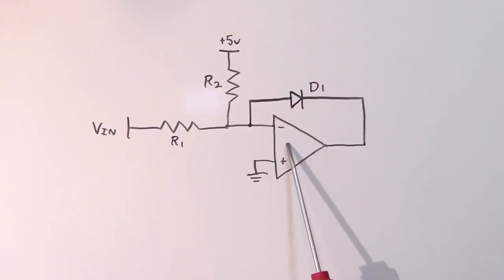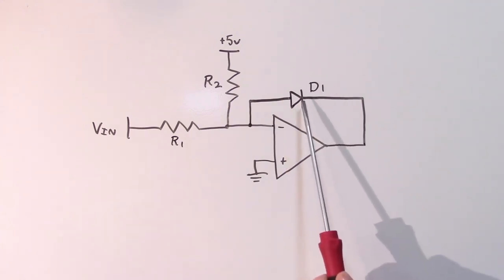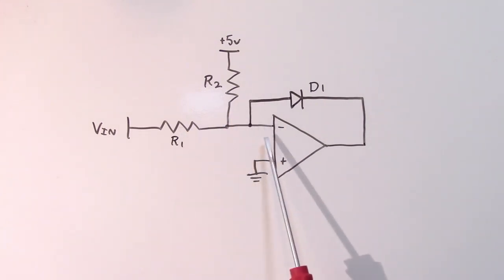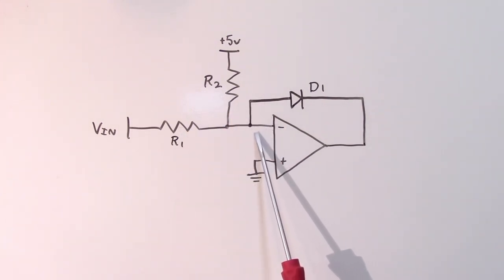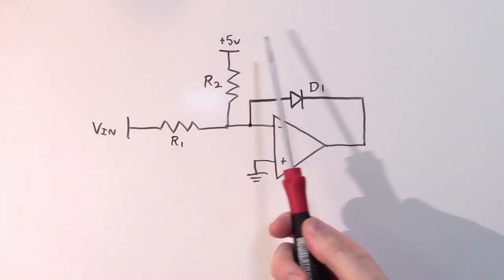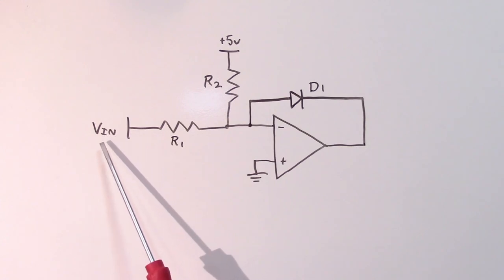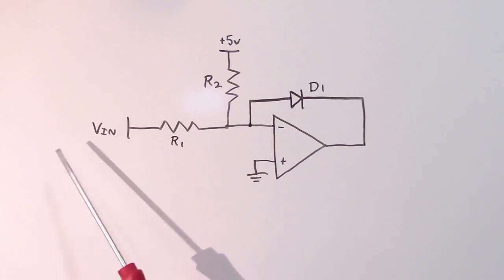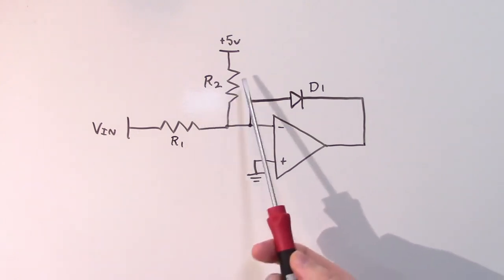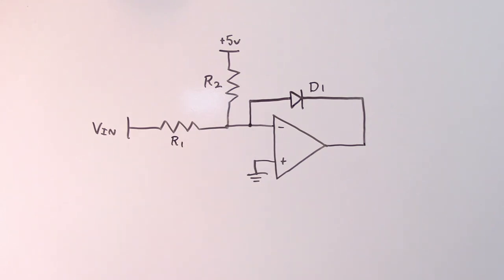So let's start with this circuit. We have an inverting op-amp with feedback connected through diode D1. We also have 2 voltage sources connected to the inverting input of the op-amp. We have a plus 5 volt source, and we'll assume that's just a fixed 5 volt source here. And we have our input voltage, which would be the input from the battery, for example, that we wanted to trigger on. And for simplicity, we'll assume that R1 and R2 are the same value. So let's assume that Vin is 0 volts.